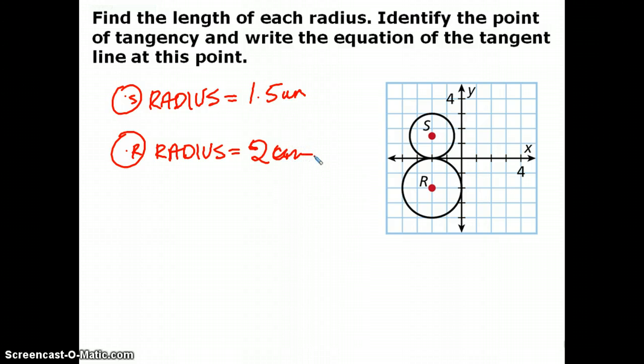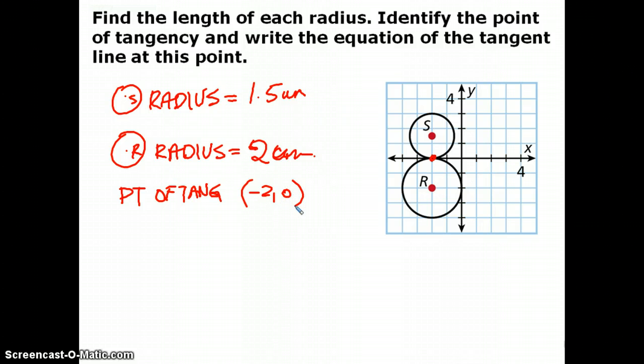Next, identify the point of tangency. Okay, there's the point of tangency where they meet each other. So we call that point of tangency. And the value there, it looks like, is -2, 0.